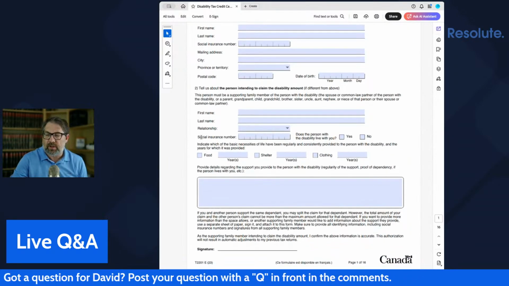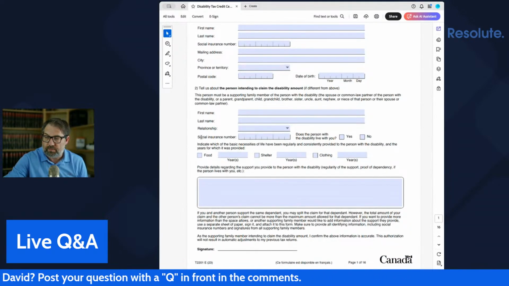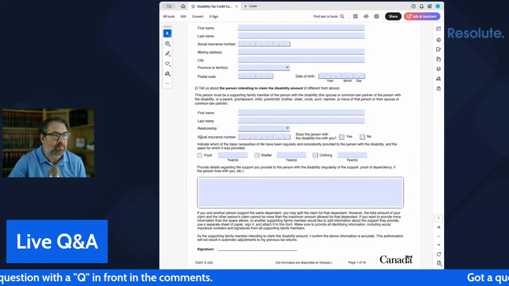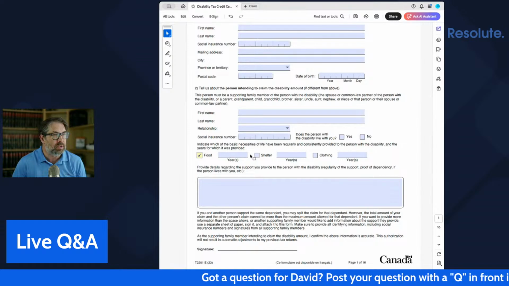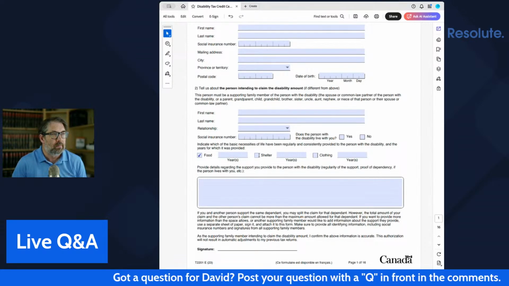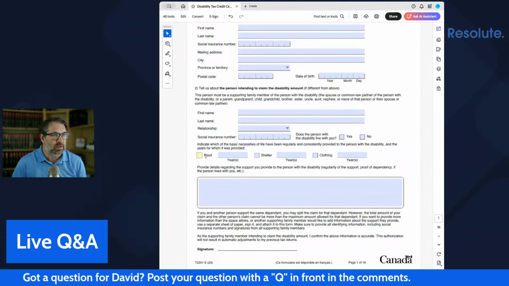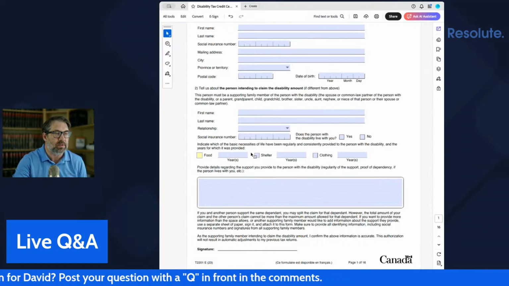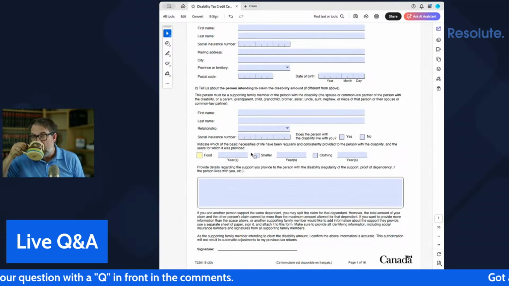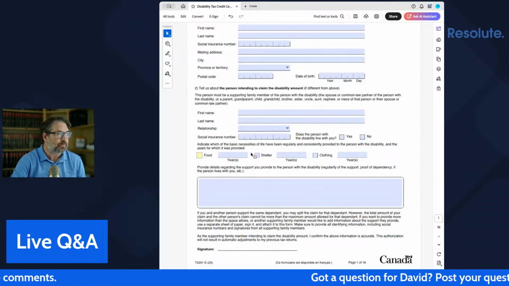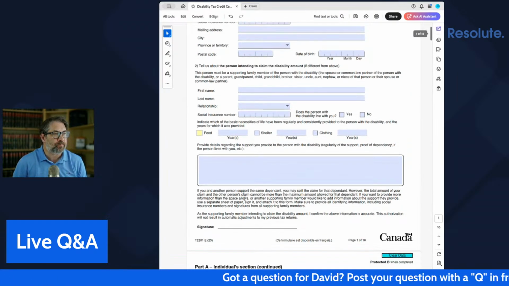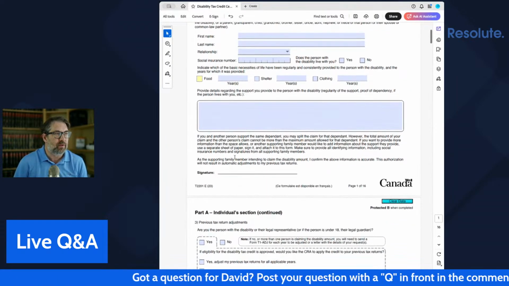Now, in order for someone else to get your disability tax credit, they have to be providing you with the necessities of life. So you would have to indicate which necessities of life. Is it food? Is it shelter or clothing? If you're living with someone, usually it's going to be food and shelter. It's going to be the big ones, but also clothing sometimes too. All right. So that's where you'd fill that out and sign it.